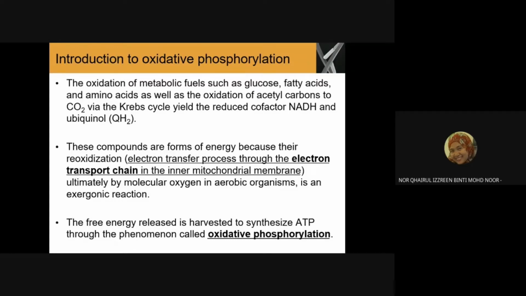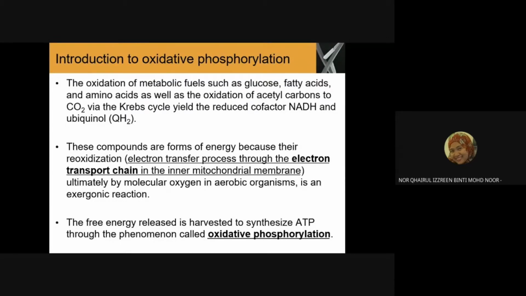So the oxidation of metabolic fuels such as glucose, fatty acid, and amino acid. Here, fatty acid and amino acid will enter the TCA cycle. As well as the oxidation of acetyl carbons to carbon dioxide via the Krebs cycle, it yields NADH to ubiquinol. We will learn about ubiquinol later on. These compounds basically carry energy, what we call reactive energy, because of their oxidation-reduction forms.